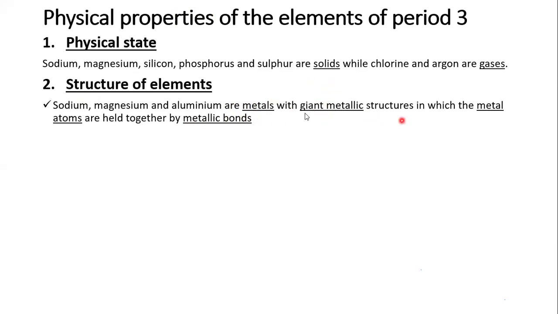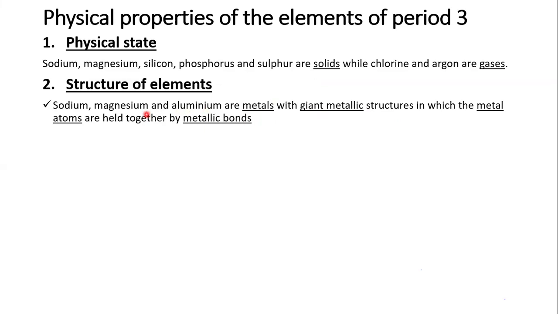These metallic structures are formed when the atoms form electrostatic forces of attraction between the positive nuclei and the delocalized electrons. But when you're describing simply, you can summarize and say sodium, magnesium, aluminium are metals with giant metallic structures, in which metals are held together by metallic bonds.